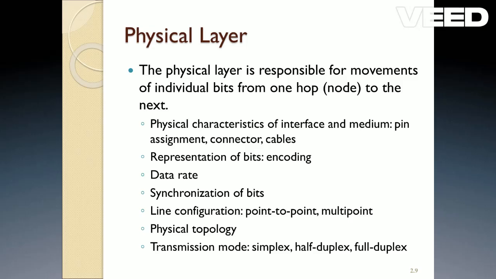And then synchronization of bits. Both sender side and receiver side data rate should be the same, and only then can we achieve synchronization. And then line configuration, which may be point to point or multipoint. And then physical topology; these topics are already discussed in the previous topic itself. Physical topology means a mesh topology, star, bus, or ring. Mainly star topology is used for LAN concepts. And then transmission mode: the physical layer has to decide which type of transmission mode to use, either simplex, half duplex, or full duplex. These are the responsibilities of the physical layer.